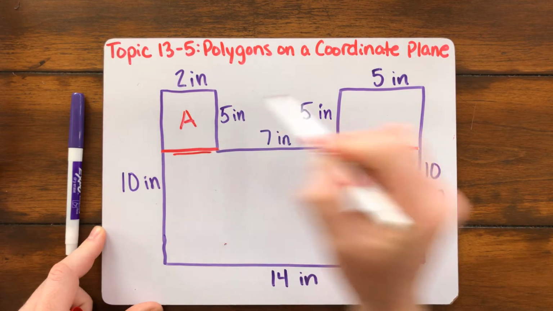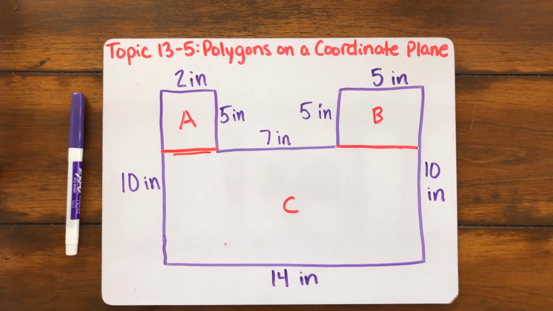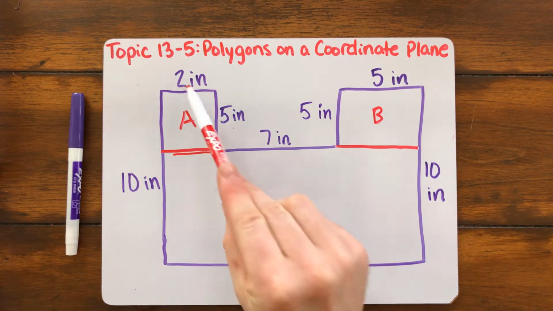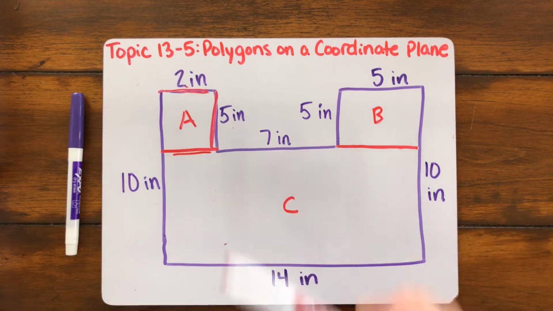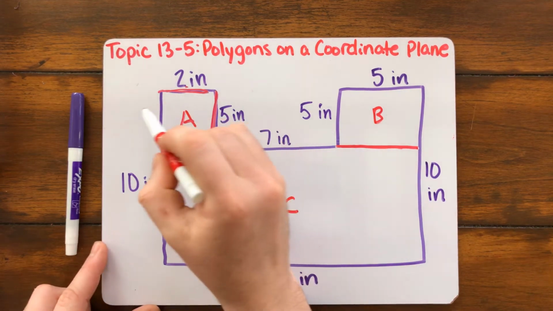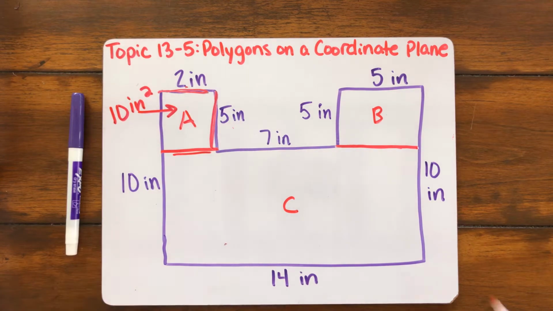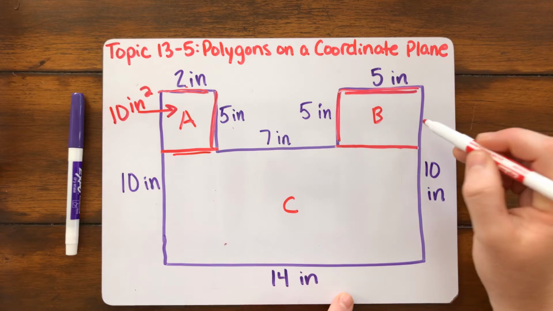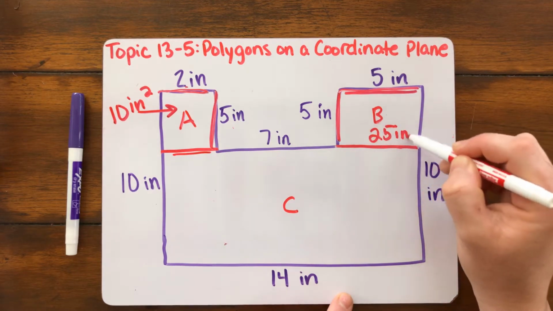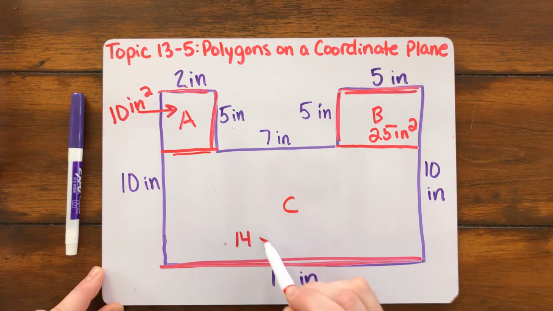So we have shapes A, B, and C. Why I broke it up like this is because you can see right away 2 and 5. So 2 times 5 of that rectangle is 10 inches squared for the area of A. And then we have B, 5 by 5. So 5 times 5 is 25 inches squared. And then lastly, C, we see the whole entire length, which is 14. So we have 14 times.